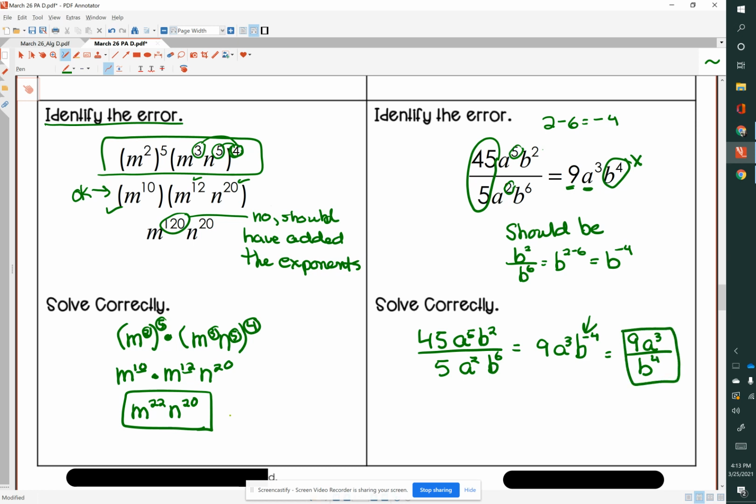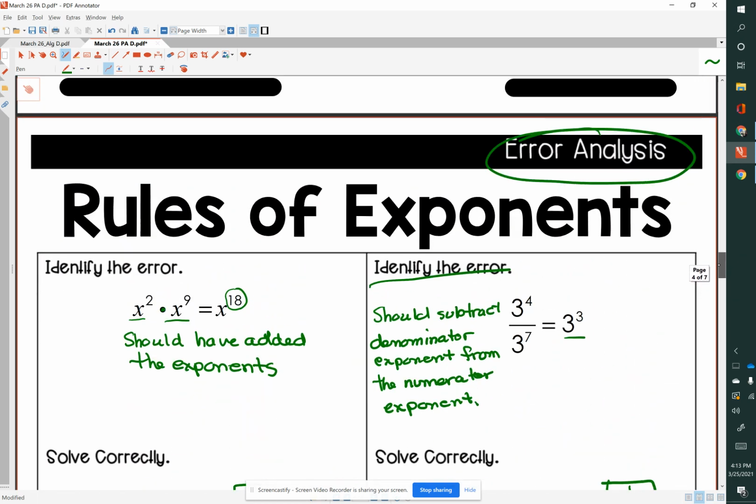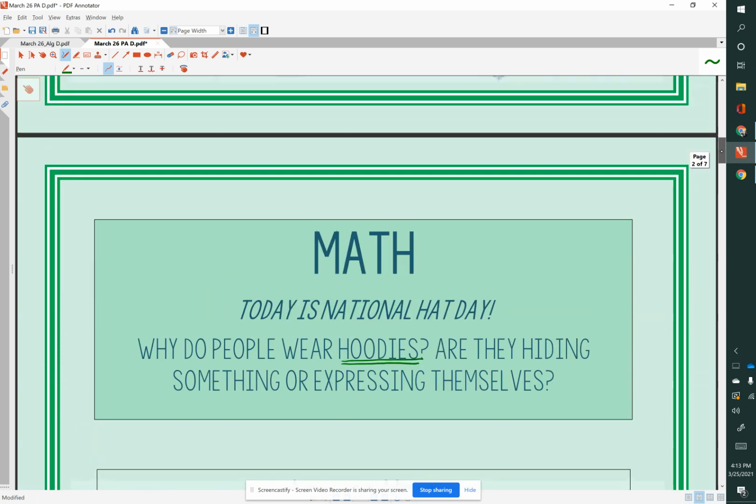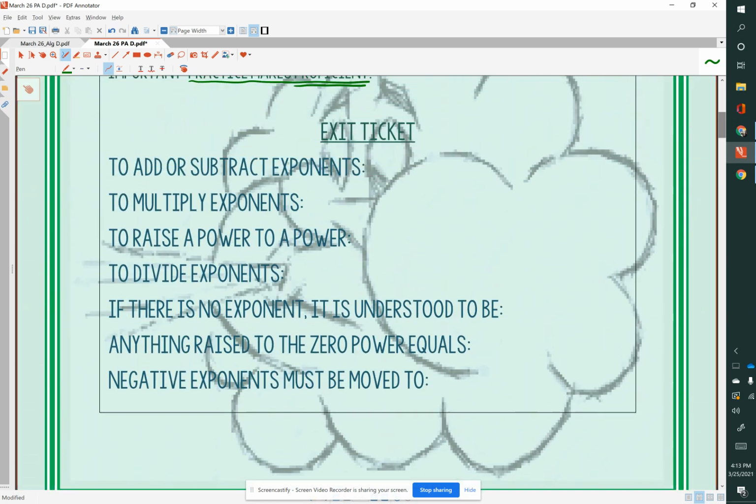So very good. Let's go back to our exit ticket. Lots of things to answer in our exit ticket. Okay, to add or subtract exponents, combine like terms. And they have to be exactly the same. You can't change the exponents.